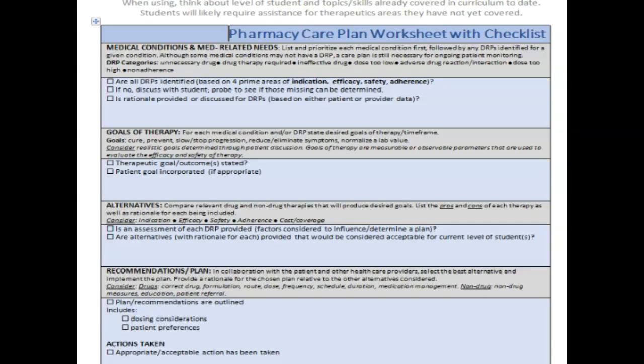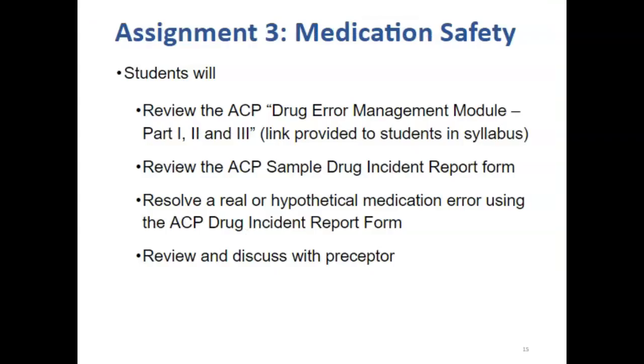Here's just a snapshot of the patient care plan worksheet that the students have to use to help them with their patient care process. And there are some little indicators for you as the preceptor to help you when you're providing feedback to the students. The third assignment is a medication safety assignment.